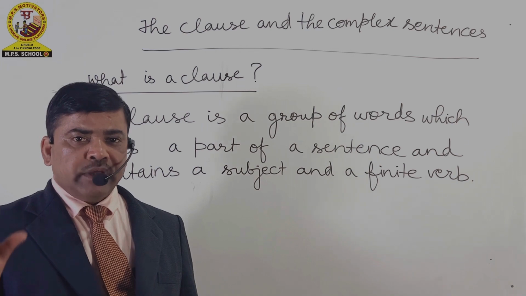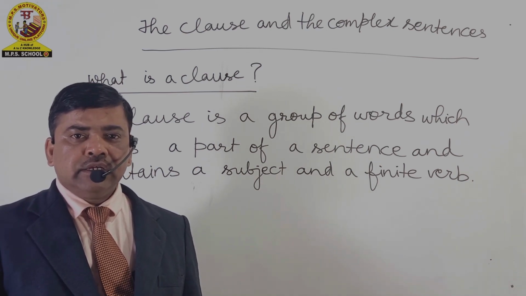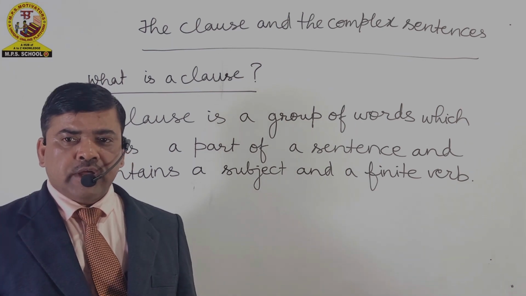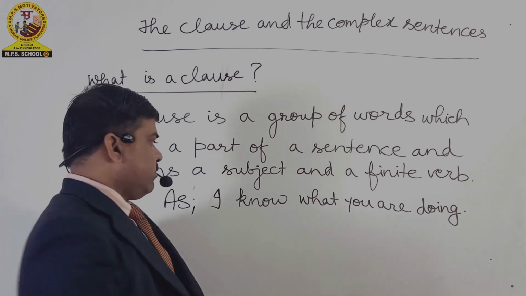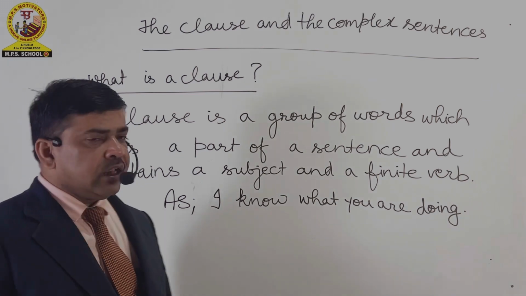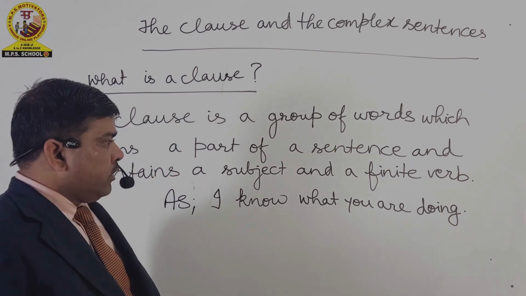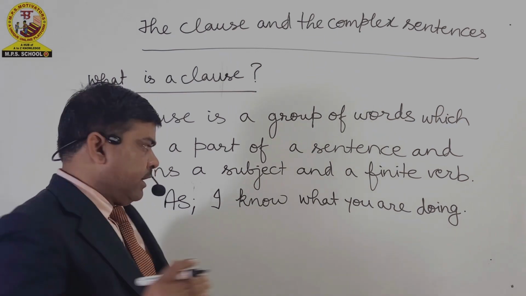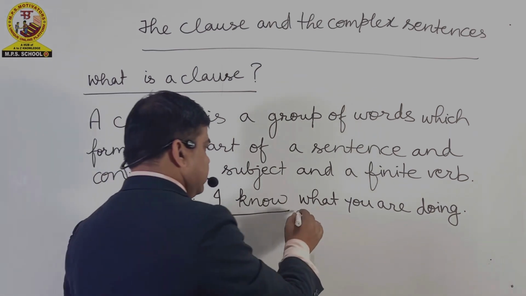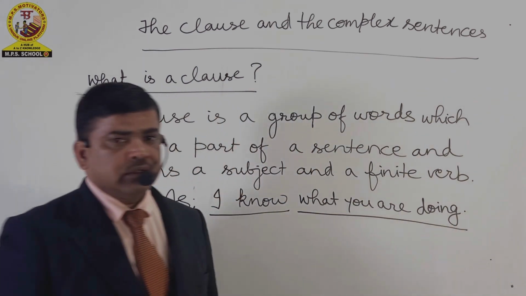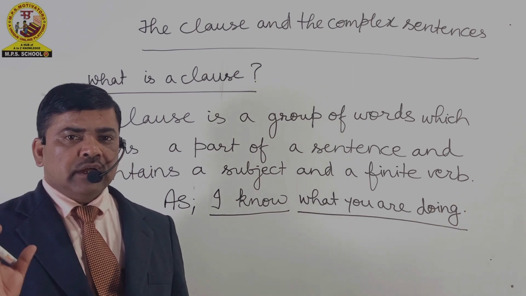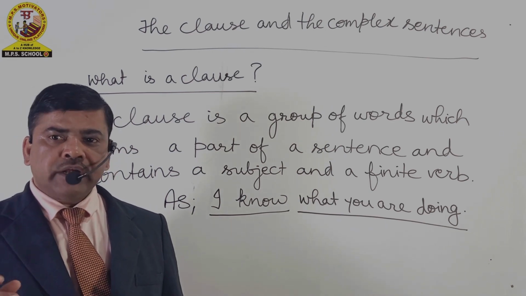यह एक लंबे सेंटेंस का हिस्सा होता है जिसके पास सब्जेक्ट भी होता है और फाइनाइट वर्ब भी होता है. For example, I know what you are doing. मैं जानता हूं कि आप क्या कर रहे हैं. तो हम लोग देखते हैं कि वाक्य का दो पार्ट है. एक है I know, दूसरा है what you are doing. There are two parts of the sentence. The first part is I know and the other part is what you are doing.